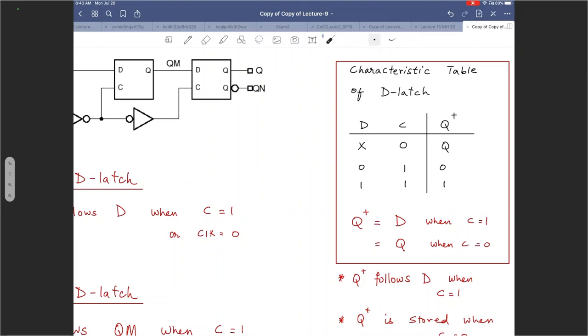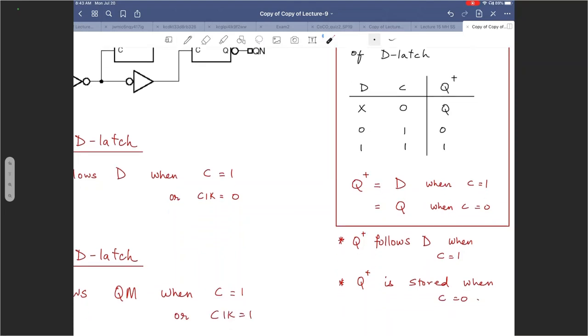This means that my characteristic equation for the D latch based on this is going to be what? Q plus equals D only when C is 1, right? If C is 1, Q plus equals D. And it is going to be the same as Q or last Q when C is 0. So when C is 0, we are in memory state. When C is 1, we allow the output to change based on the new input D.